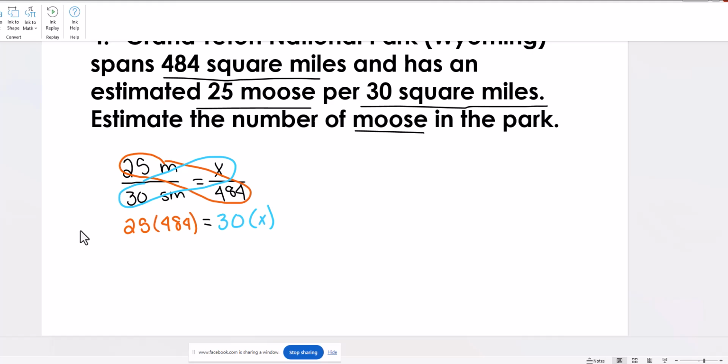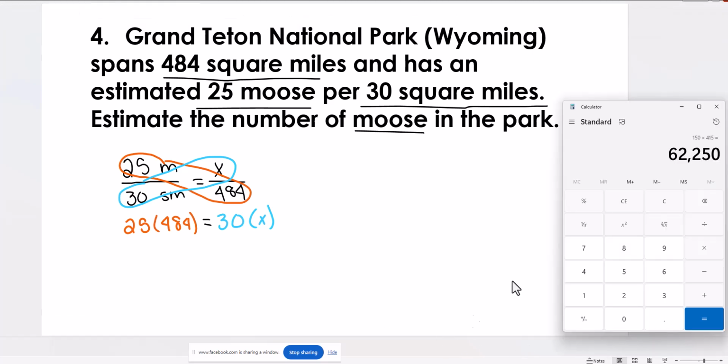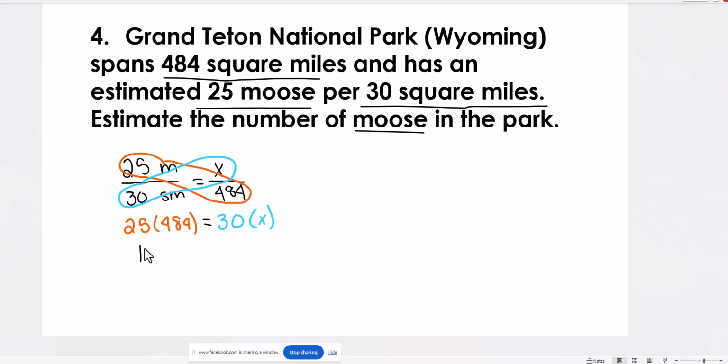We are going to take 25. Let me get my calculator here. Clear this out. 25 times 484. And what do we get? We get 12,100. We'll put that here. 12,100 equals 30 times X is 30X. Now here's the deal. Anytime I have a number next to a letter like I have here, that means to multiply. I want to get X by itself. So the opposite of multiplying is dividing. That means I'm going to divide by 30 on both sides.